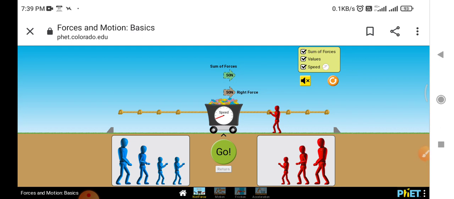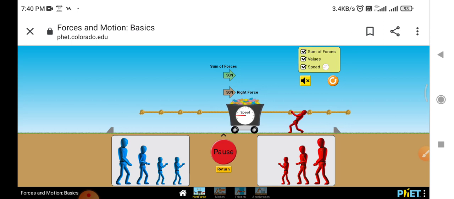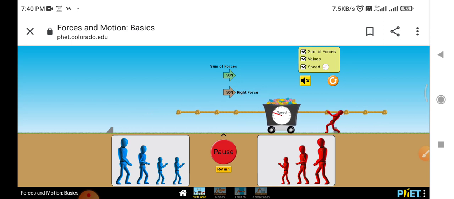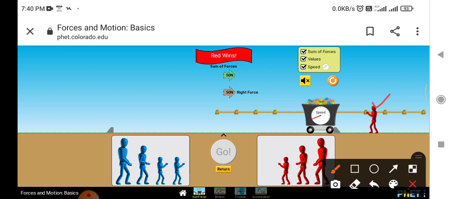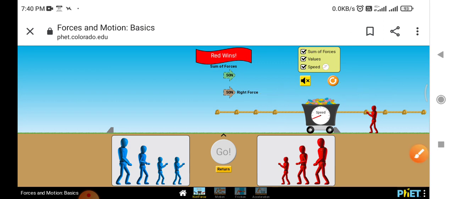Now I switch on the go button. See the motion of this object. So who wins this team? The red man wins, because there is unbalanced force. Here there is no force, here the 50 Newton force. Here 0 Newton and here 50 Newton. So unequal magnitude. When the magnitudes are unequal, the forces are said to be unbalanced forces.